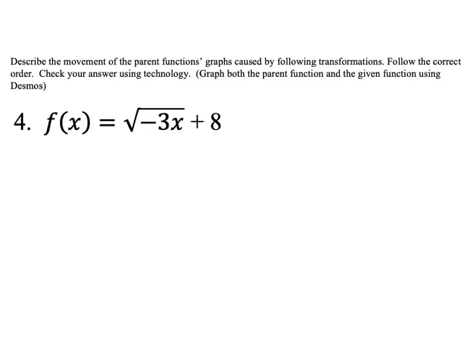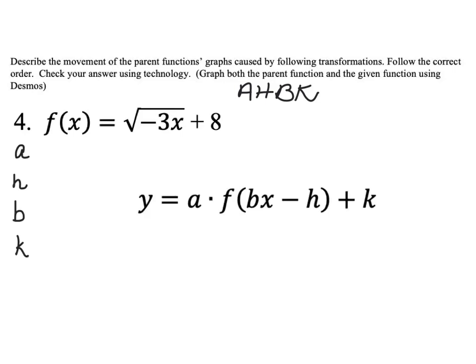In the next example, you're given a function and you're told to describe the transformations. As you do this, I would like you to use the order AHBK, all hail Burger King. So let's start just off on the side and see if we can identify what these values are.